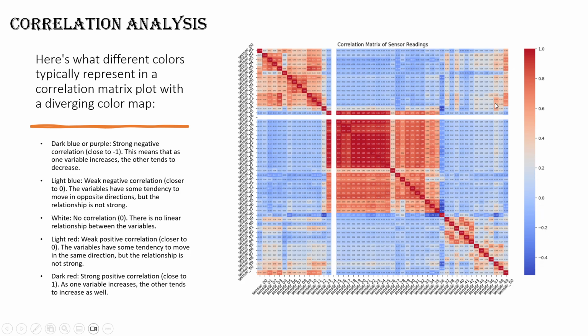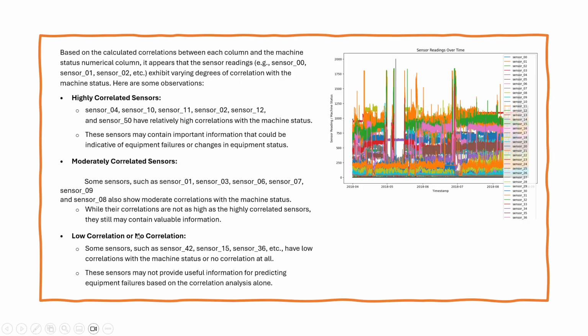Depending on this, we get the correlation matrix, and if you see, dark blue is strongly negative and light blue is weak negative. White is no correlation, meaning no relationship between the variables, and light red is weak positive. It's close to zero, it has some tendency, but the relationship is not strong, and everything is mentioned over here.